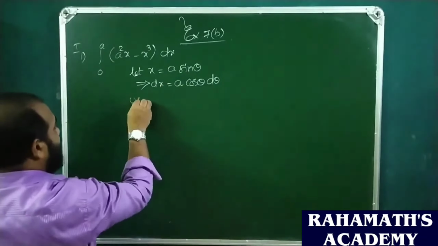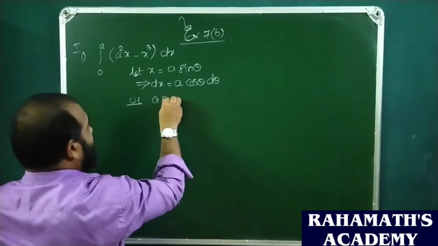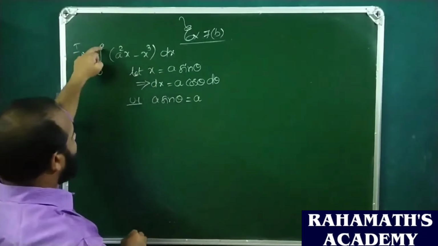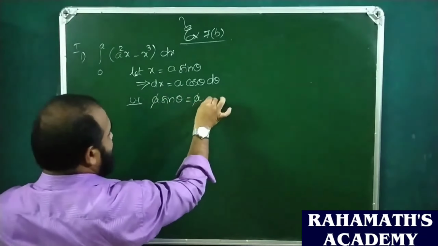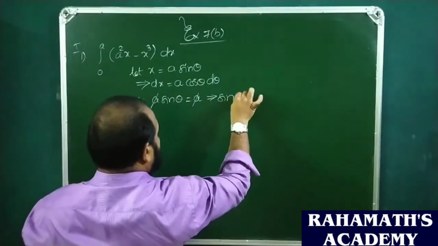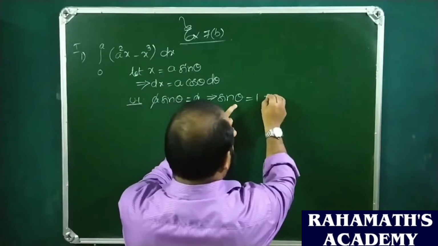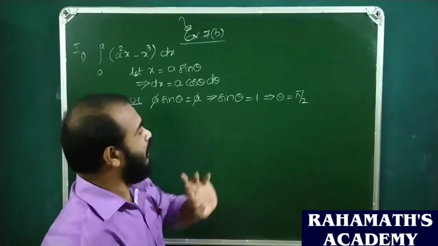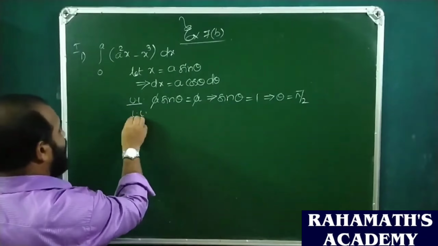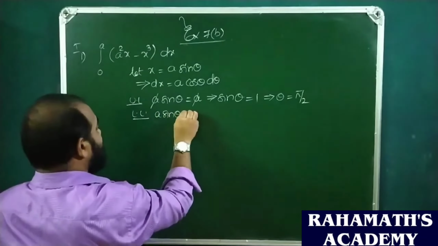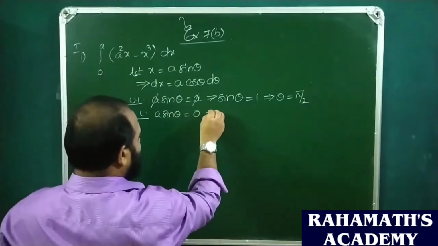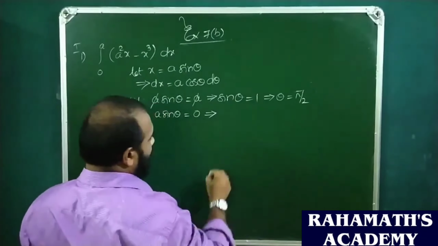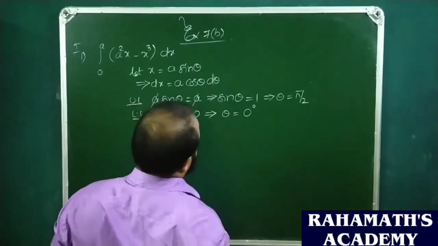So upper limit: a sin theta is equal to a. In the place of x, upper limit a, you substitute, a gets cancelled. Sin theta is equal to 1. When sin theta is equal to 1, theta is equal to pi by 2, because sin 90 is 1. And lower limit: a sin theta is equal to 0. From this, sin theta equals 0 by a, sin theta equals 0, then theta equals 0 degrees.